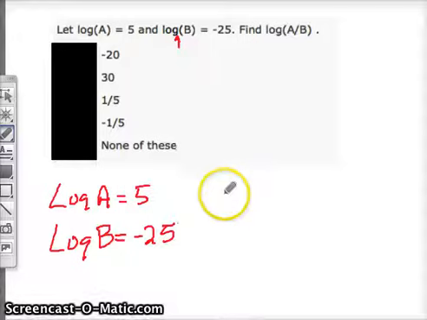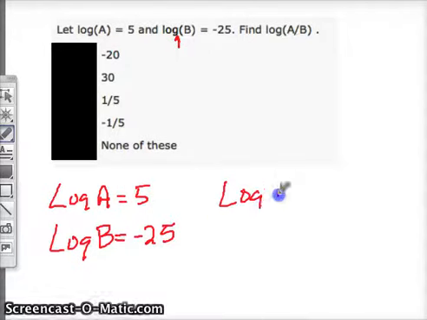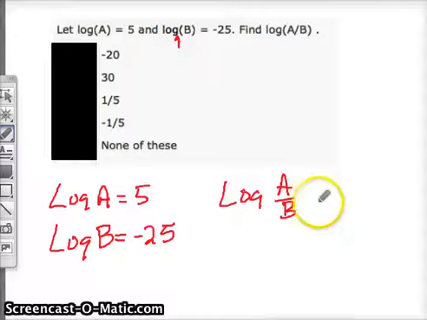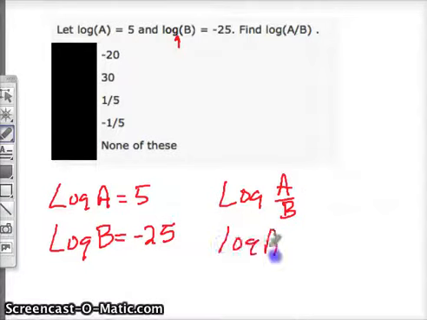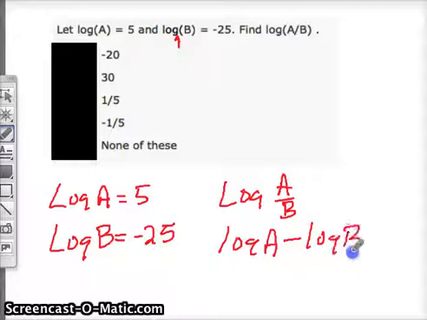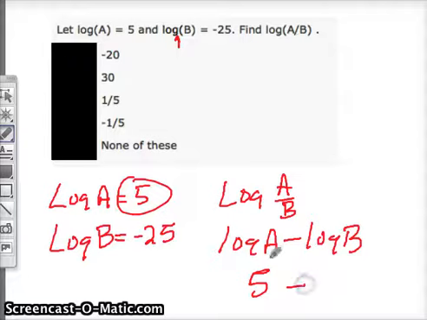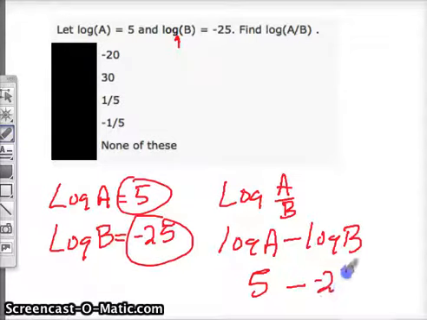Find log of A over B. This is what they want you to find. What's log of A over B? Well, hey, we know the properties. Do not forget to watch the video on log functions. About the 9 minute, 30 second time mark, I reviewed the properties of logs. Anyway, so the log of A over B is really the log of A minus the log of B. Well, we already know the log of A is 5 minus the log of B is negative 25. Lo and behold, 30. So 30 is the correct answer.